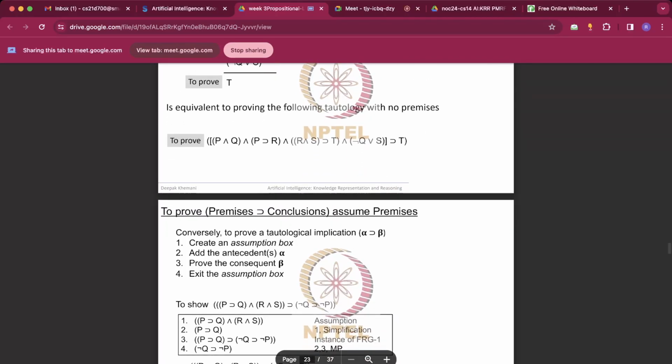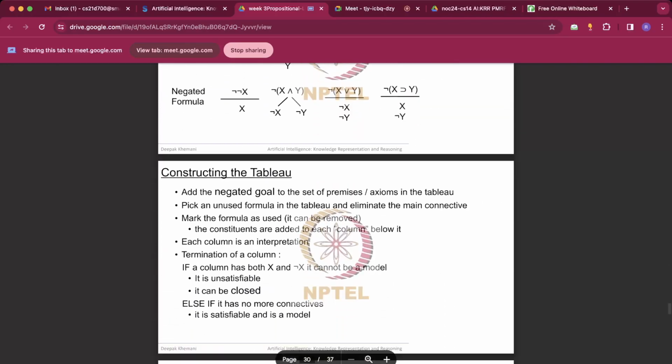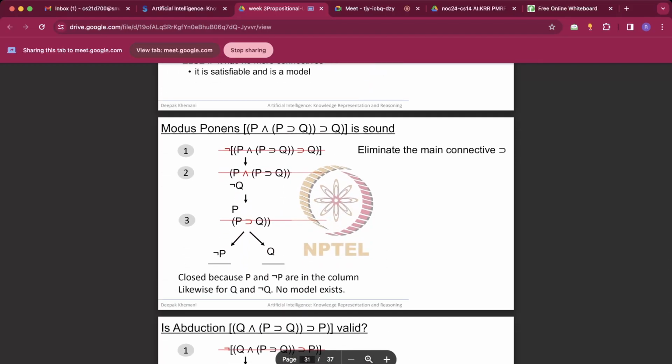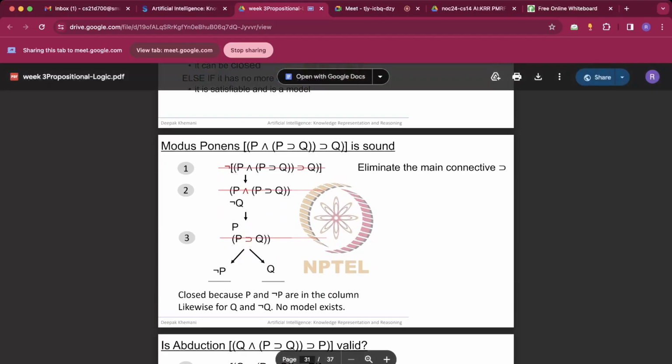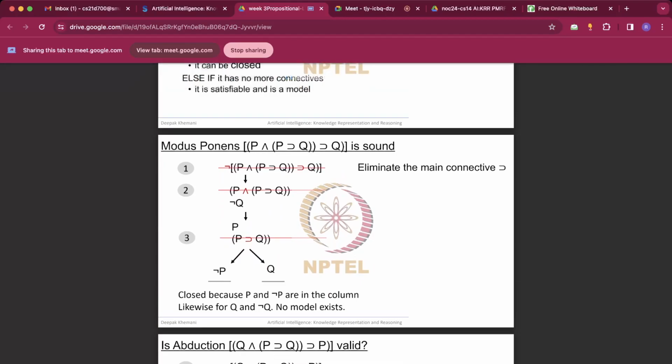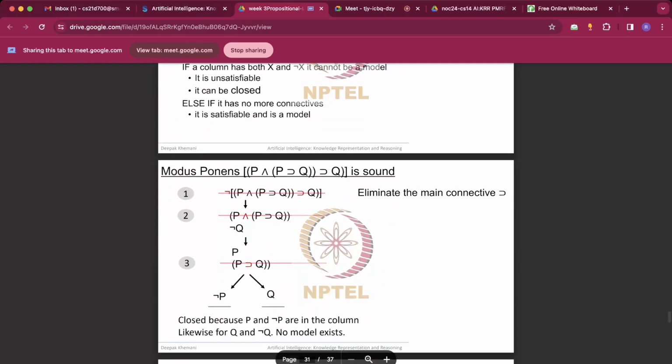Okay, so I'm just trying to find a simple example. Yeah, over here. So here we had something, right? We had P and P implies Q in brackets, and this together implies Q. Okay, we start by the negation of the statement that is given to us. Add the negated goal to the set of premises in the tabular. That's how we start the tabular method.